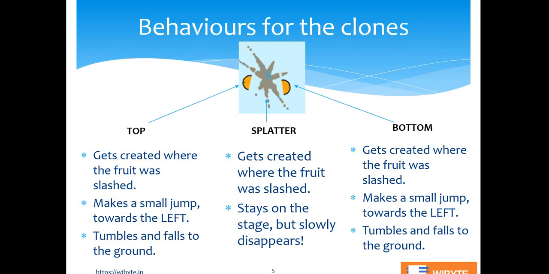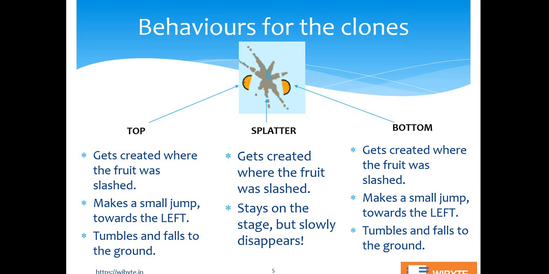Before we go to the code itself, let's just briefly understand what happens when a fruit is cut. There are three clones that will be created. The one on the left will take a jump towards the left. It's the top half, which jumps and then tumbles down to the ground like the fruit was. The one on the right will make a small jump to the right and drop down. And the splatter will just come there and slowly disappear. So it's like we slashed it, some kind of juice fell there, and it slowly disappeared.